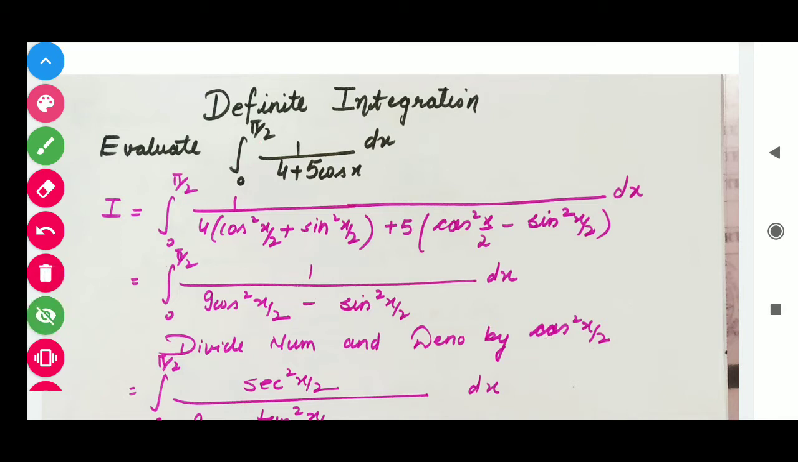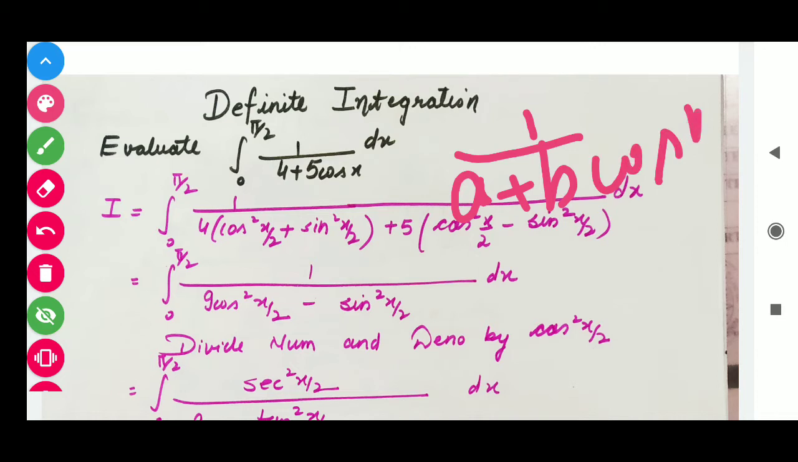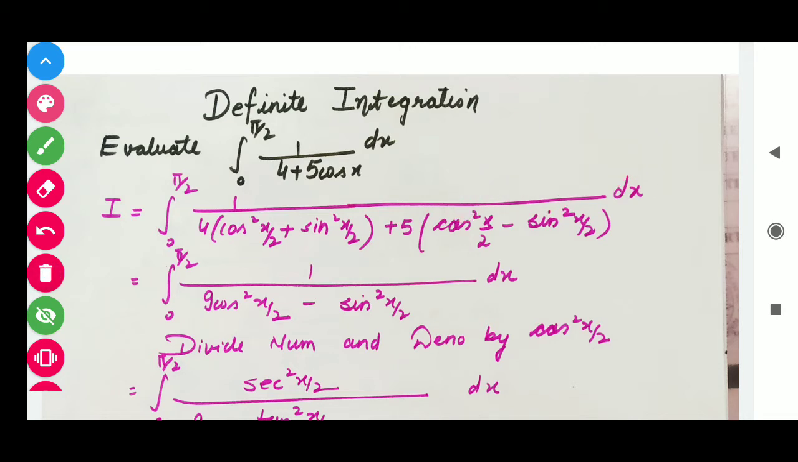If there comes an integral that involves 1 over a plus b cos x, or you can say 1 over a plus b sin x, or a sin x plus b cos x, in all the questions we use the same concept. Here we have 4 as the constant term.